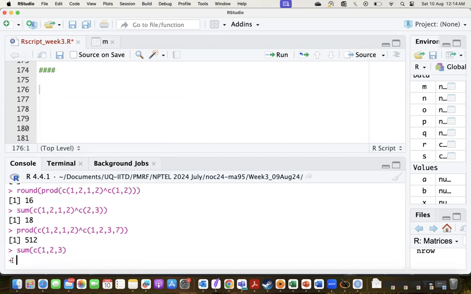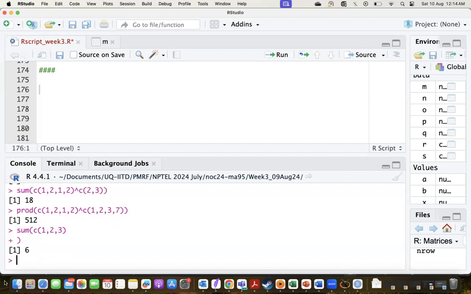Now it gives me this plus sign. This is what's happening, right? Yes. Now what's happening here? You had 2 opening brackets, but only 1 closing bracket. So R says that you've not yet completed your statement. You still have scope to complete your line. So what I can do is close the bracket, and then when I press enter, the whole thing is counted as 1, and I get the answer. And then I get this greater than symbol also.